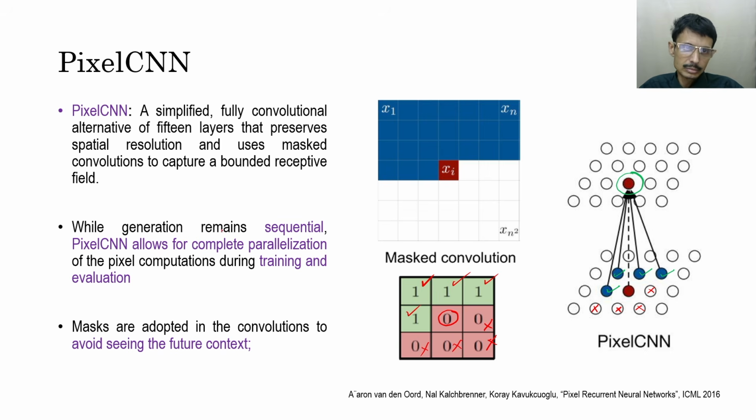While generation remains sequential, PixelCNN allows the complete parallelization of the pixel computation during training and evaluation. Because of this masked convolution, it can parallelize this, because these are zero, so they are not going to participate in the predicting process. So this is the basic idea of PixelCNN.